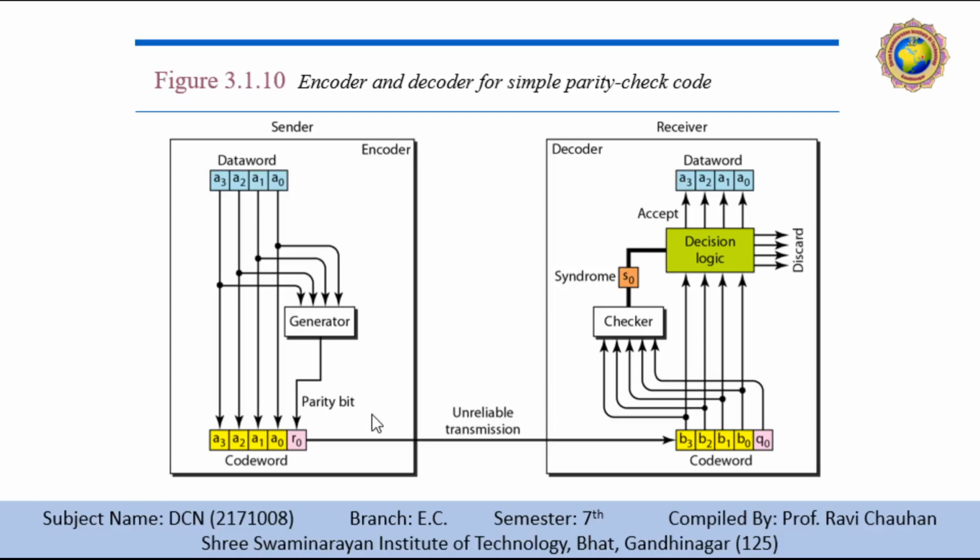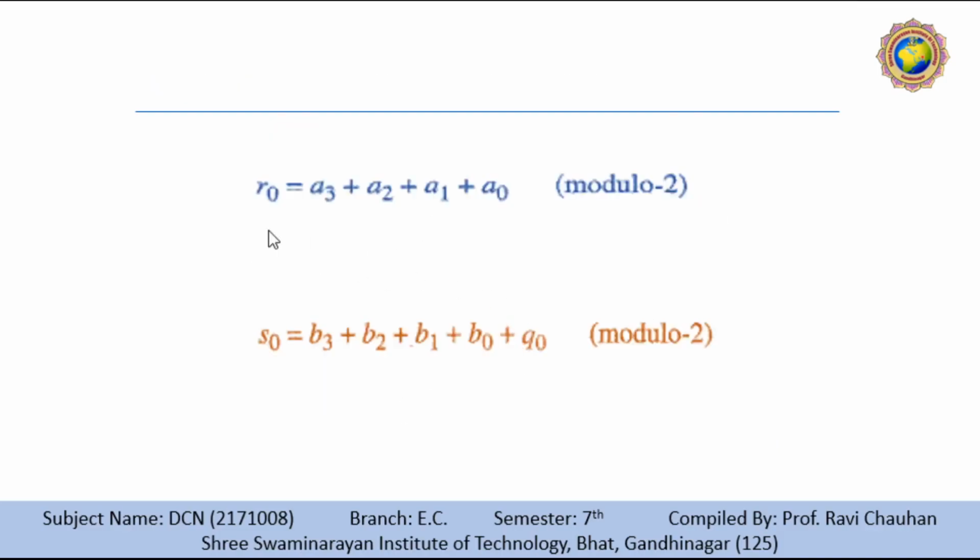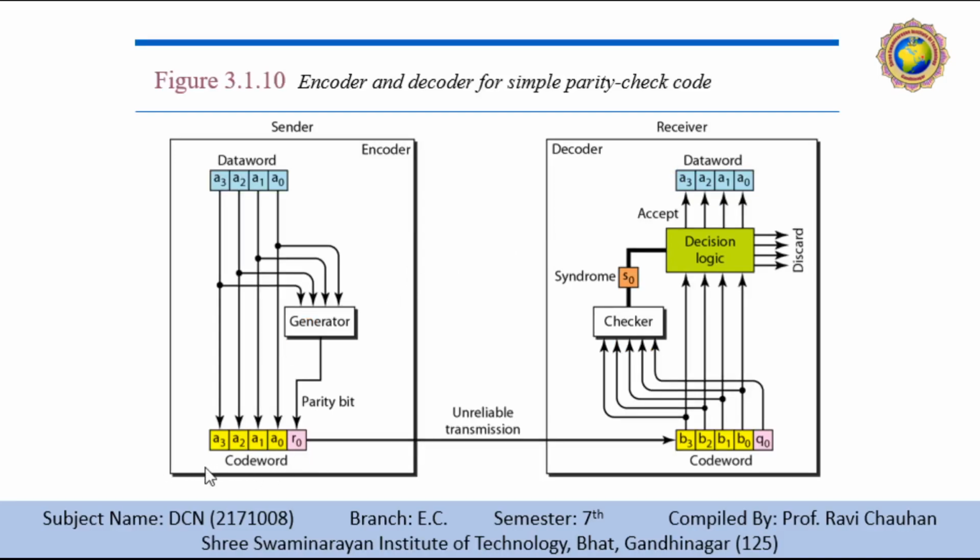This is normally done by adding the 4 bits of the data word modulo 2. The result is the parity bit. In other words, R0 = A3 + A2 + A1 + A0, modulo 2, at the sender side. Remember this, it is the sender side. So what happens at the receiving side? If the number of ones is even, the result is 0. If the number of ones is odd, the result is 1. In both cases, the total number of ones in the code word is even.